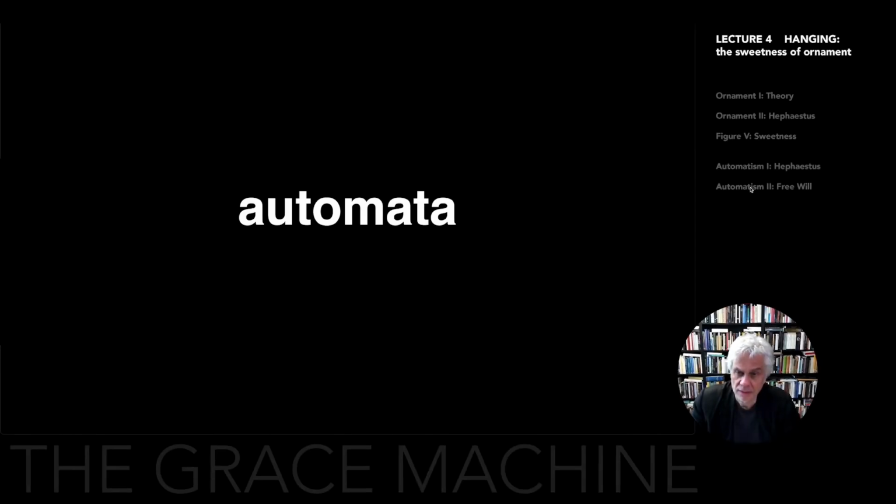Welcome to the second part of the lectures on the figure of hanging, automata. The first one, ornament. That's already a big question: how do we, within the figure of hanging, actually make a construction that allows ornament and automata to be discussed in the same framework? That's a massive issue. We have been discussing parts of it, many parts, in this lecture.